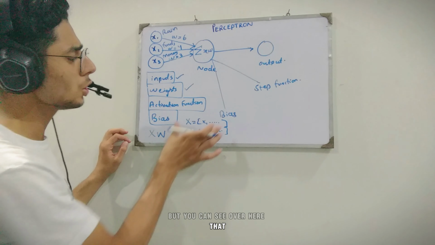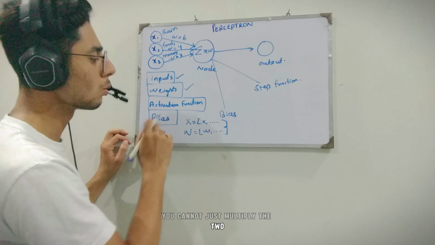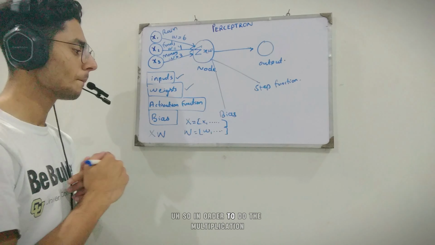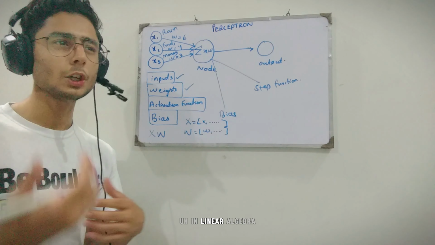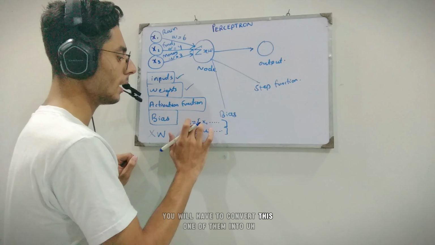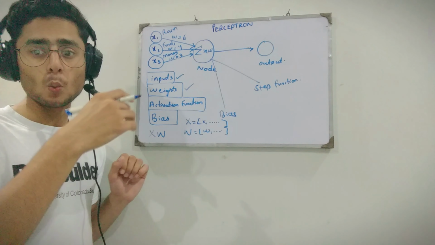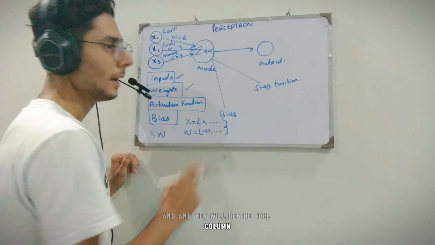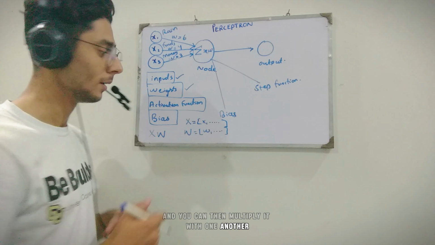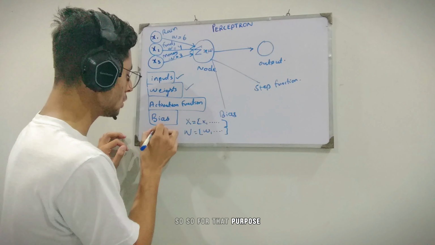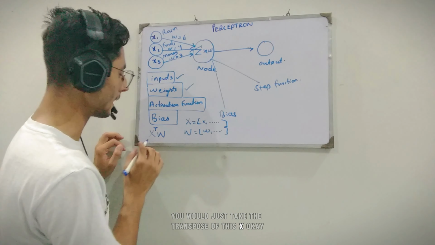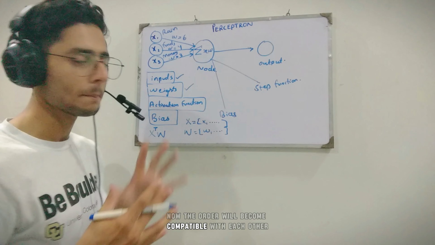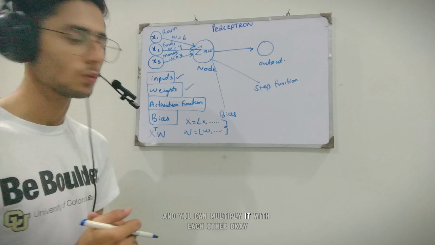But you can see here that you cannot just multiply two row matrices with each other. In order to do the multiplication in linear algebra, you will have to convert one of them into a column vector. One will be the column vector and another will be the row vector, and you can then multiply them. So for that purpose, you will take the transpose of this x. Now the orders become compatible with each other, and you can multiply them.